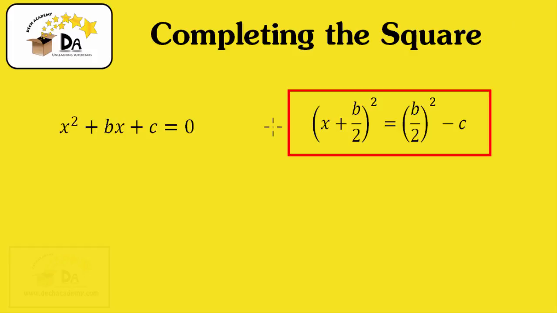The method of completing the square simply involves converting an equation in this form to an equation in this form. All that's being done is that the terms b and c are being placed in certain positions. So we have x, the same x variable, plus b divided by 2 all squared equals b divided by 2 all squared minus c. And you also have to memorize this.